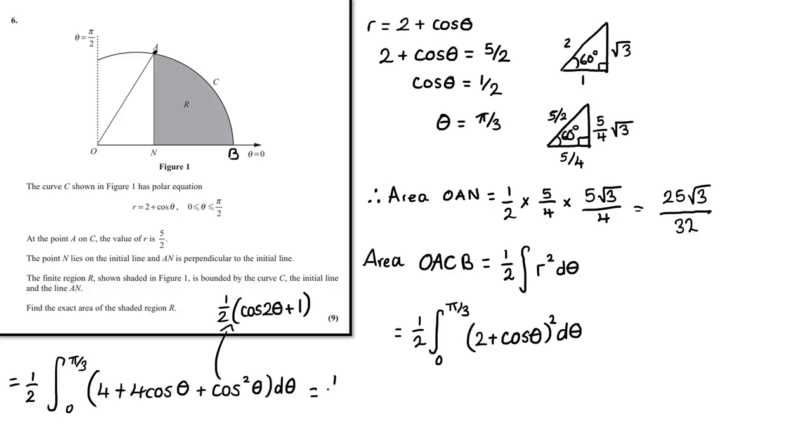So you can just skip to this step. I'm trying to make it as clear as possible so everyone watching understands what we're doing. So again, our limits are the same. We get 4 plus 4 cos theta plus a half of cos 2 theta plus 1. And that's with respect to theta.